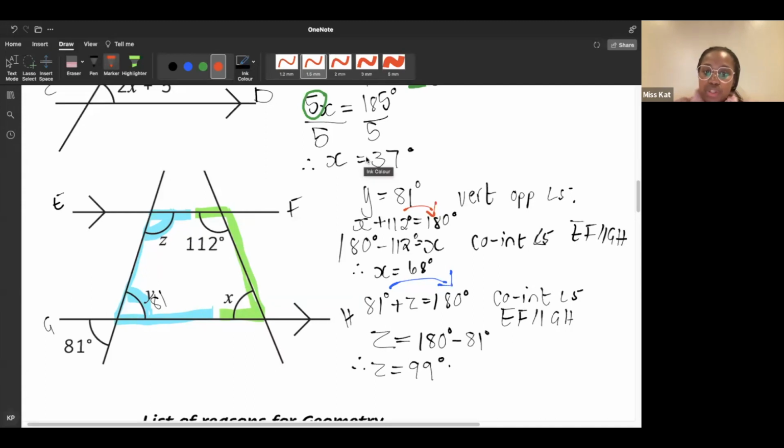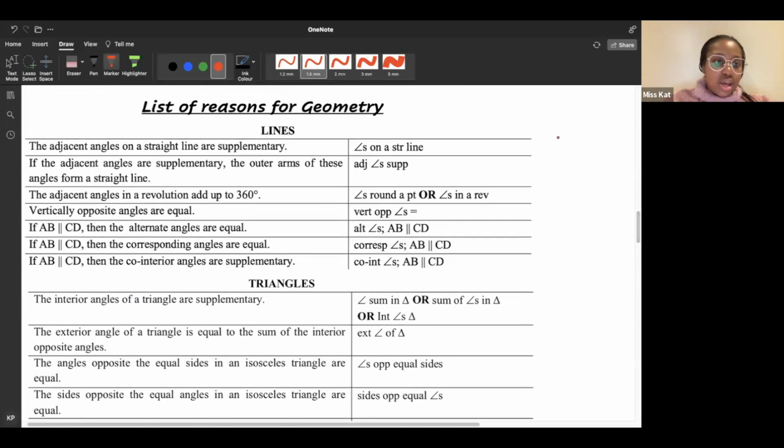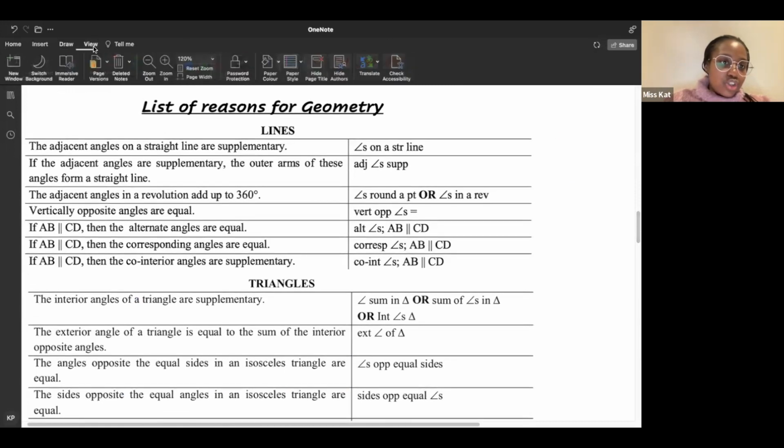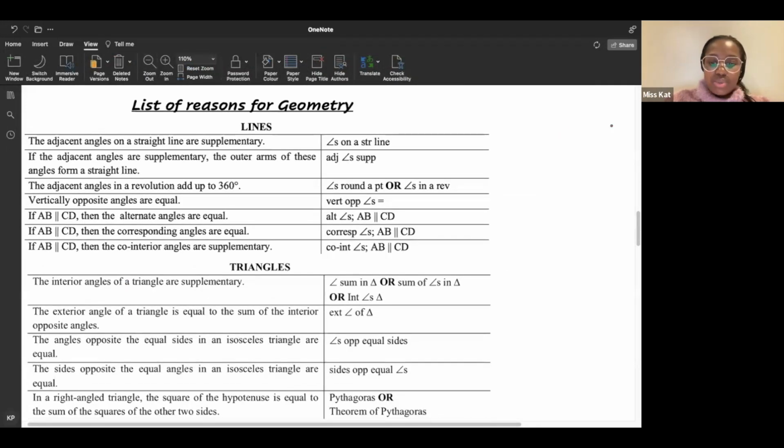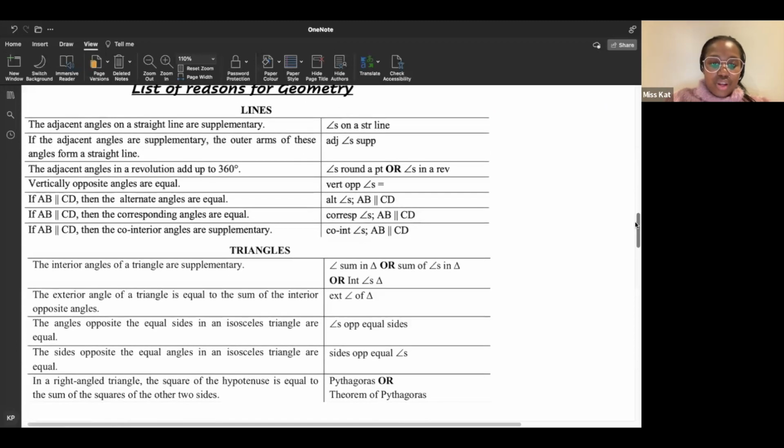It looks like we're doing well. As promised, here is the list of reasons that we use in geometry. It's not all of the reasons. We still have to do ones related to quadrilaterals. But you can take a screenshot of your nice summary of reasons.